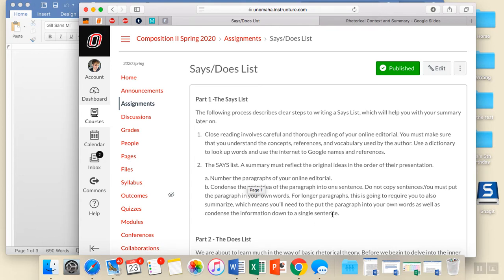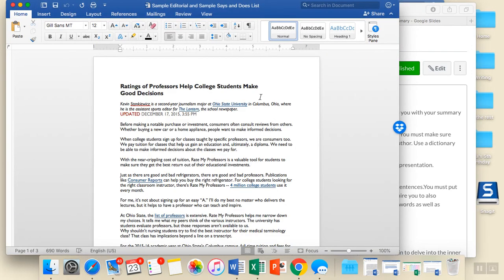So what do I mean by that? I've got my own sample editorial here that I pulled from the New York Times a few years ago. And what the says list asks you to do is, for each paragraph, write a one-sentence summary. Remember the difference between paraphrasing and summarizing. Usually with summarizing, this first paragraph in my editorial is 2 sentences long. I'm paring down the information, writing it in my own words, and making it only 1 sentence.